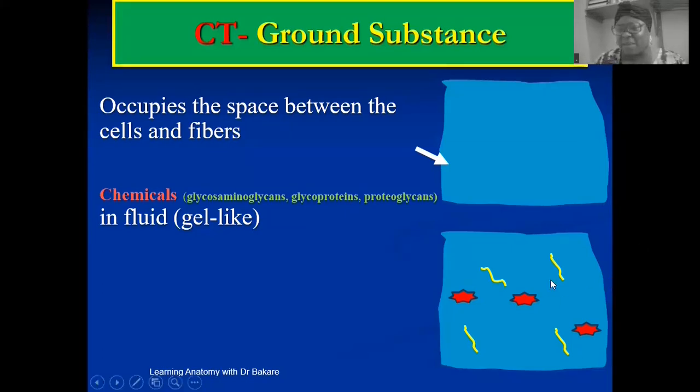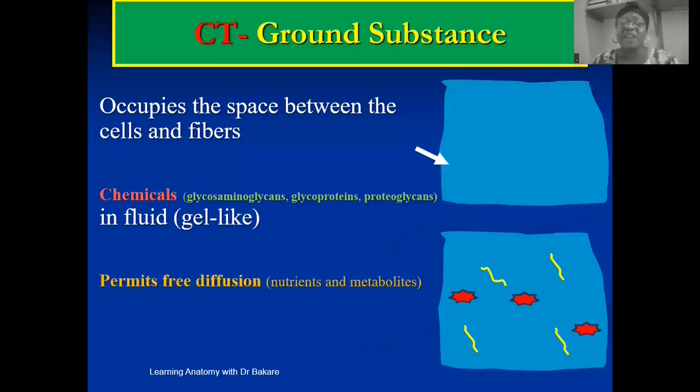If you look at this image down here, you see that the region that is highlighted in blue is the ground substance, and embedded within the ground substance, we have the fibers, and we also have the cells. These structures are needed to be held together, and it is the ground substance that helps to provide this structural support or the holding force that helps to connect these structures together. It appears to be gel-like, which helps to hold these structures together.